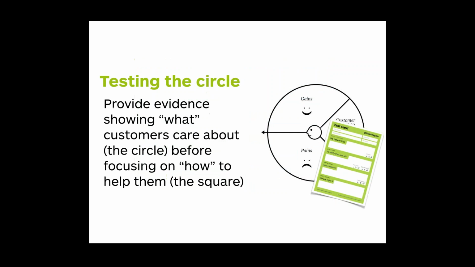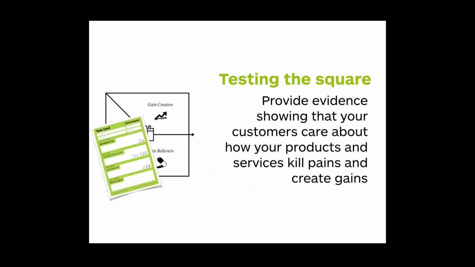So what are we testing? We're testing first the circle, right? We want to provide evidence that customers have these jobs, these pains, these gains, and then we want to focus on how to help them, which is the square. So we start testing the square.